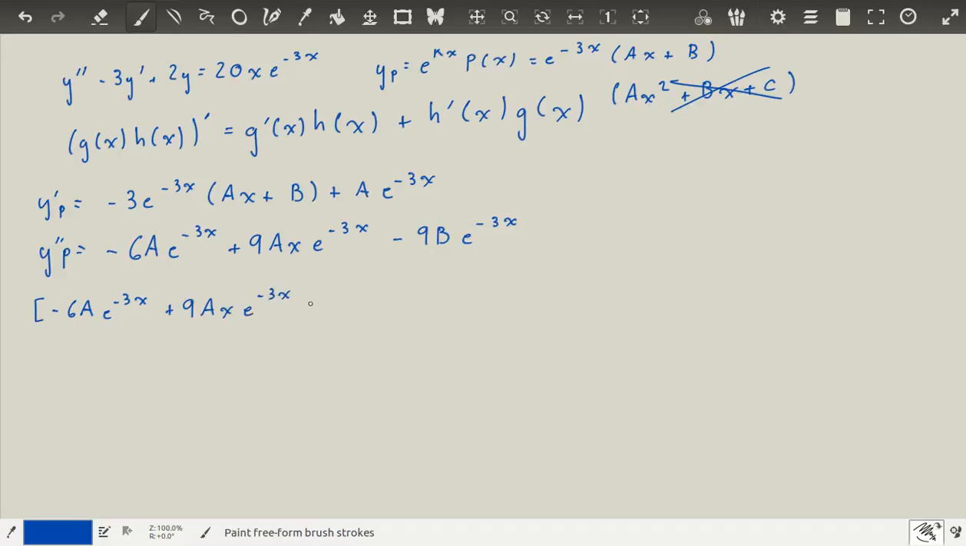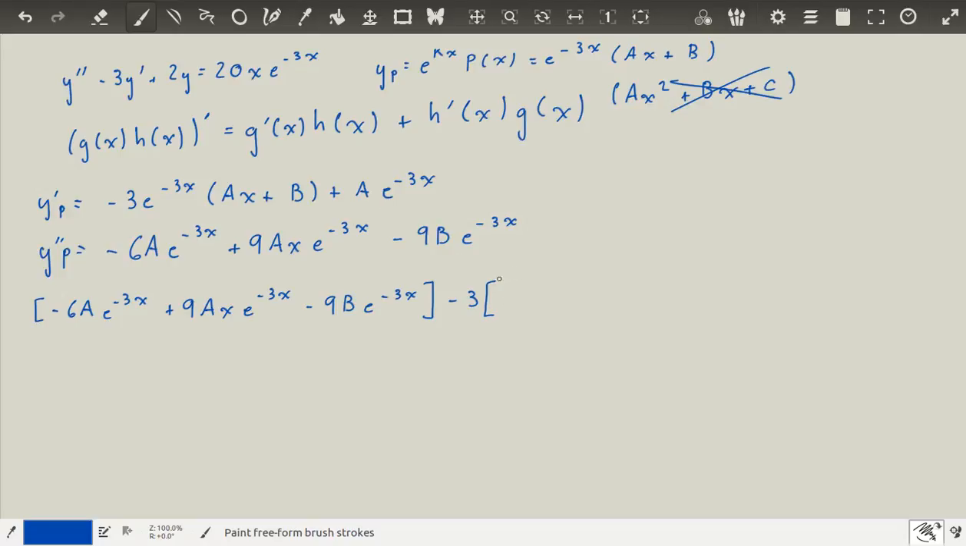So once we have that, negative 9b e to the negative 3x. I've put this in brackets just so you guys can verify that this term right here is the y double prime, and I'm going to do the same thing for y single prime here. So let's put that equation in, and I'm actually going to expand it as well. So it's going to be the expanded form of this function right here.